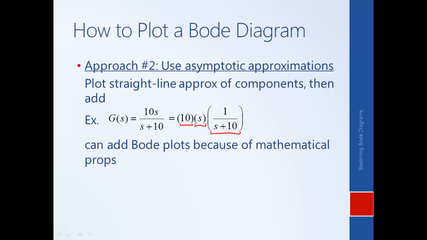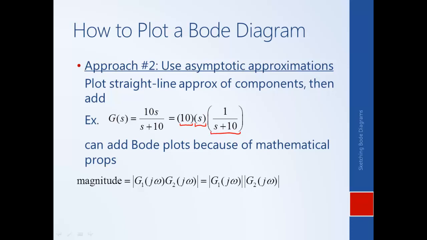And then it turns out that we can add the Bode plots of these individual components because of a couple of mathematical properties which I'll demonstrate. So for the magnitude plot, we know that the magnitude of a product of two complex numbers is equal to the product of the individual magnitudes of those complex numbers.